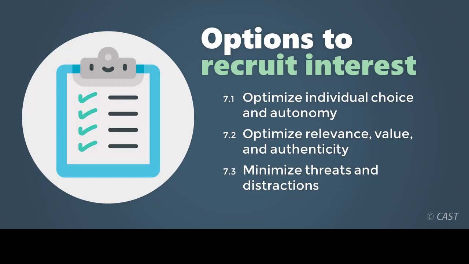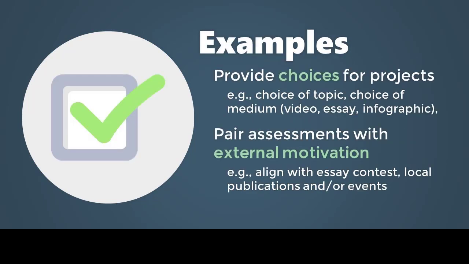So at the beginning, we're looking at options to recruit interest. So the options they provide you here are to optimize individual choice and autonomy, to optimize relevance, value, and authenticity, and to minimize threats and distractions. Let's look at what those look like in some specific examples. Each of these examples would potentially be checking off a box from that list.